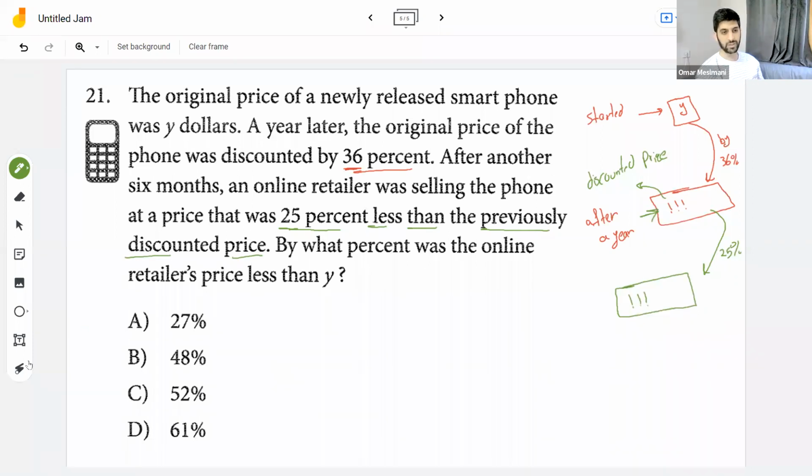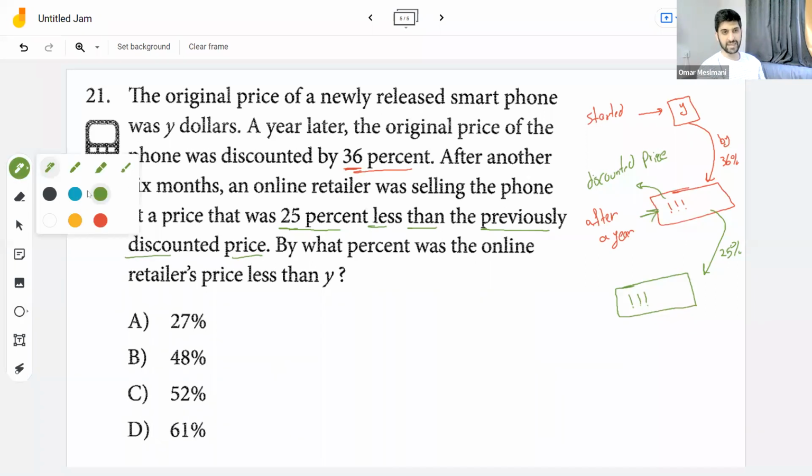Now the question is, by what percent was the online price less than Y, which is the original price? What I'm basically doing is comparing the original price, Y, with the final amount after 2 discounts. The first discount is 36%, the second discount is 25%. So this is what we are trying to do.